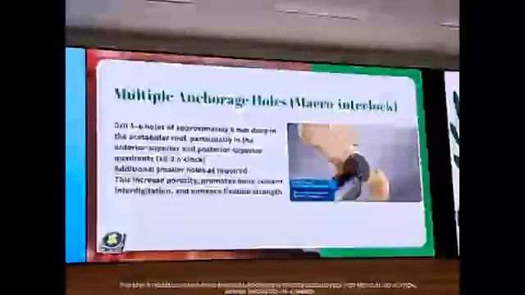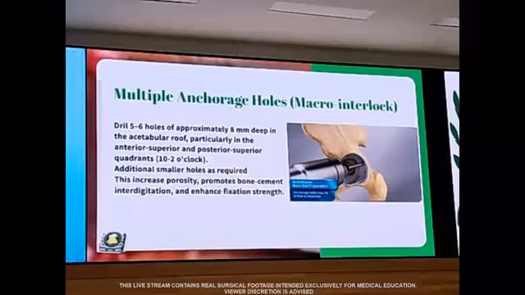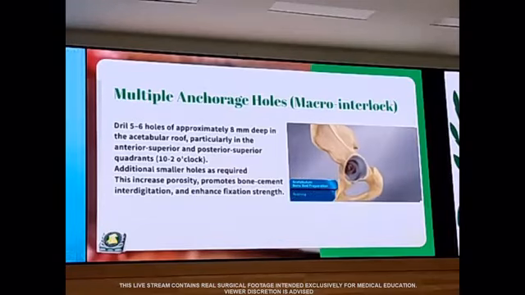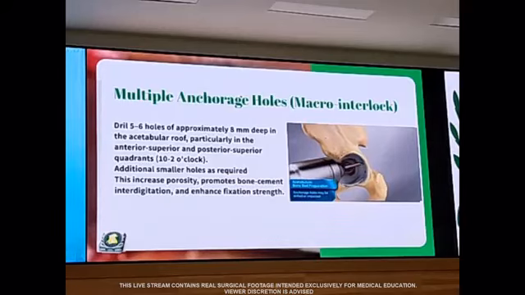Drill 5 to 6 holes of approximately 8 mm depth in the acetabular roof, particularly in the anterior-superior and posterior-superior quadrants. Additional small holes as required. This increases porosity, promotes bone cement interdigitation, and enhances fixation strength.